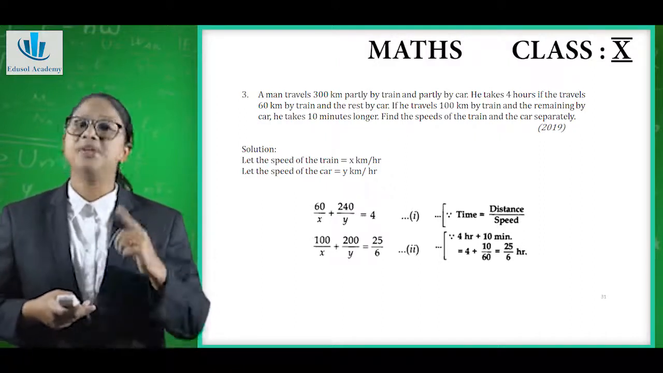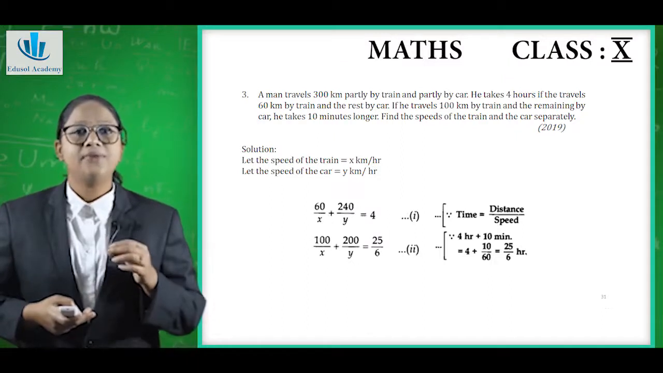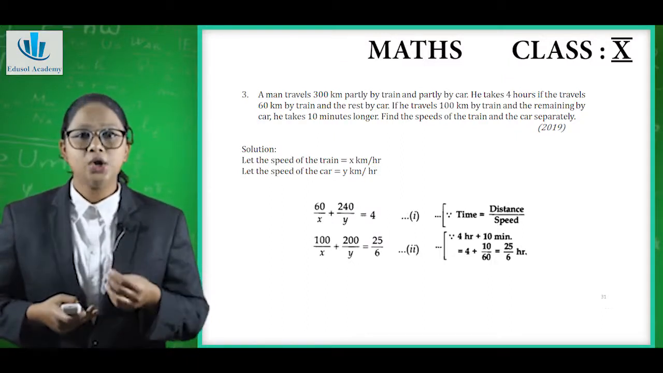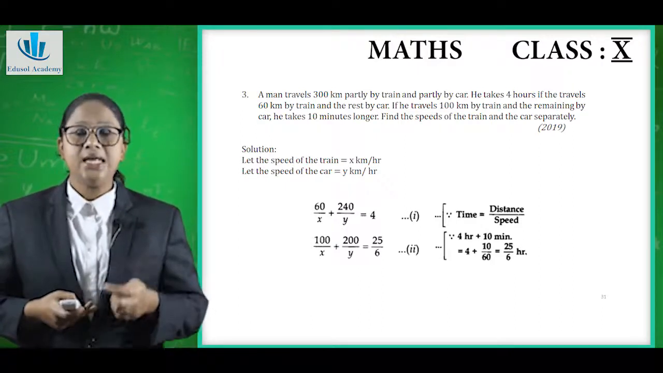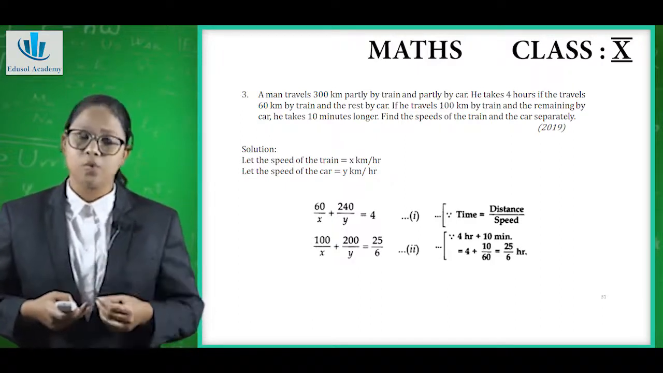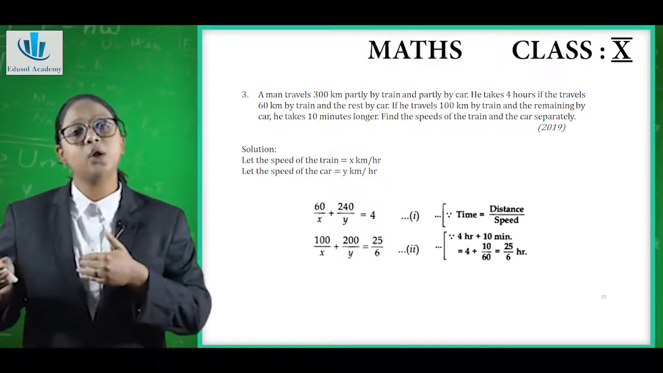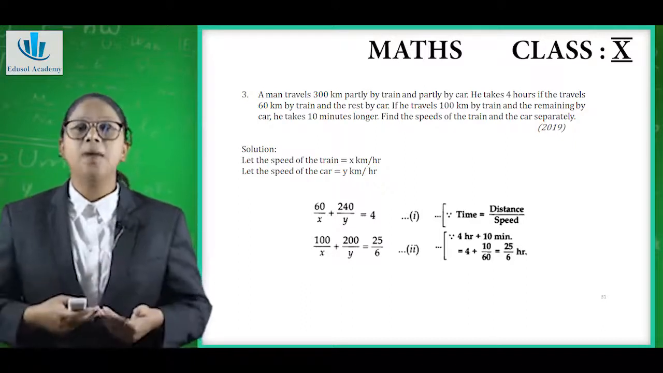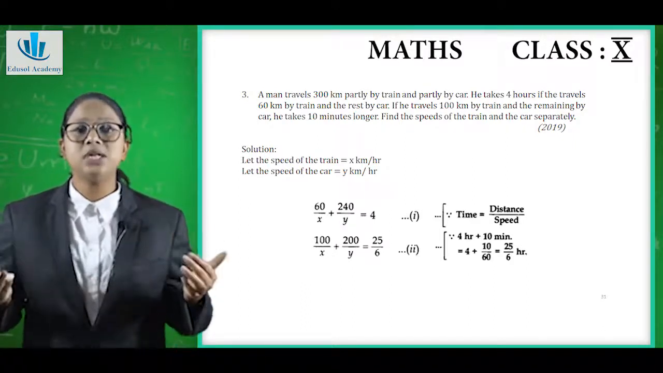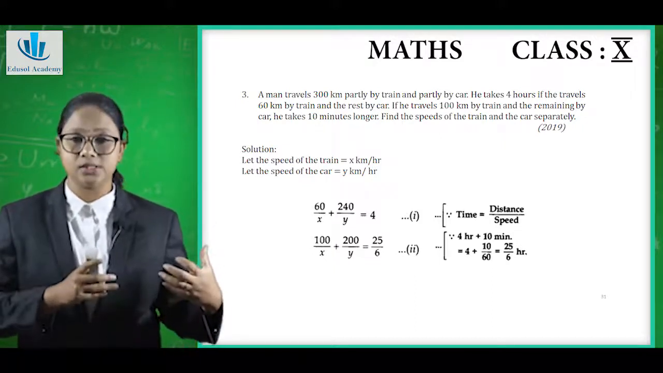That will be the first equation. Now for the second equation, if he travels 100 kilometer by train and the remaining by car, he takes 10 minutes longer, which means that out of the 300, he's traveling 100 kilometer by train. That means 100 by x plus, what is the total? 300 minus 100 is 200. That is the remaining distance.